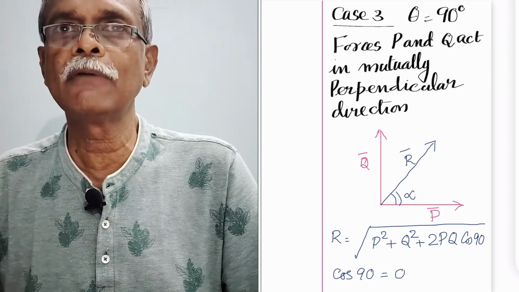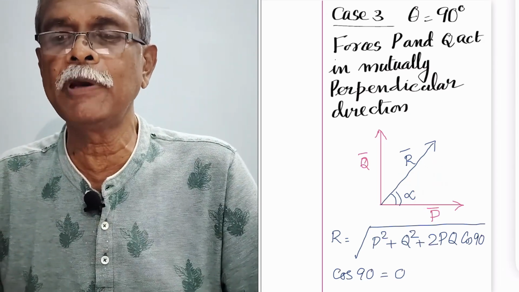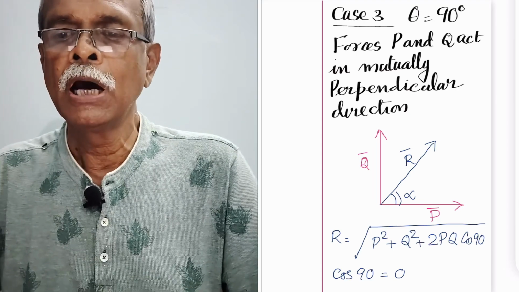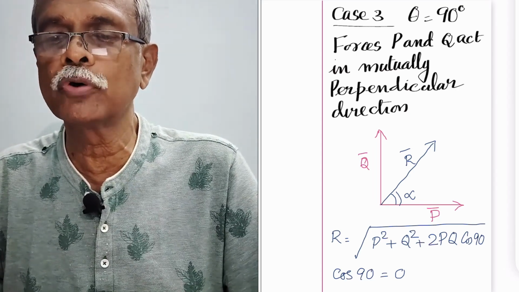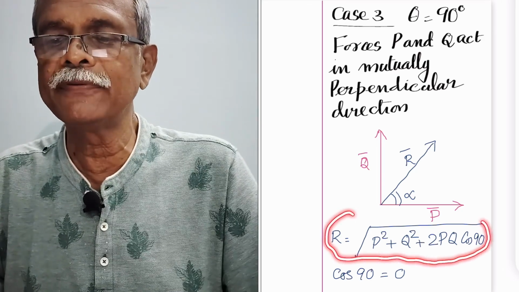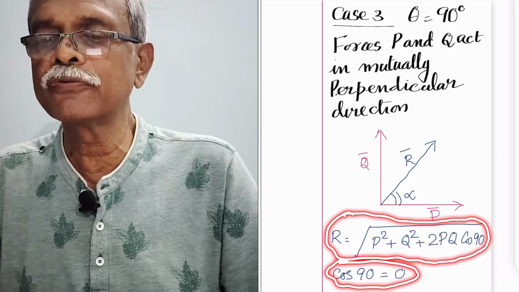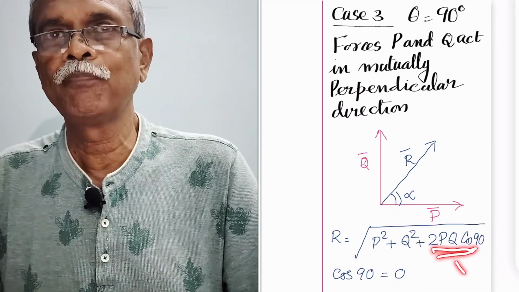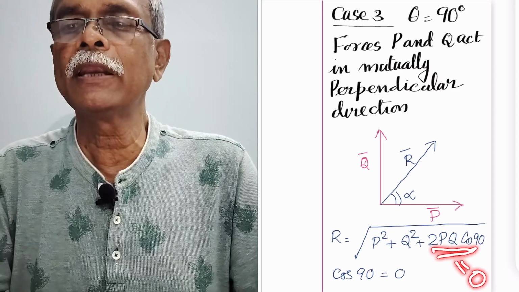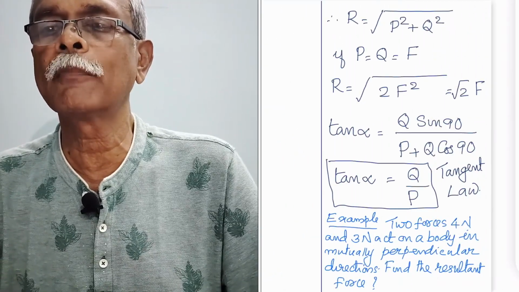We know the formula for alpha also. Tan alpha will be equal to Q sin theta divided by P plus Q cos theta. R is equal to root of P square plus Q square plus 2PQ cos 90, but cos 90 is equal to 0. Therefore, 2PQ cos theta will become 0. This quantity will become 0. And we can write R is equal to root of P square plus Q square.